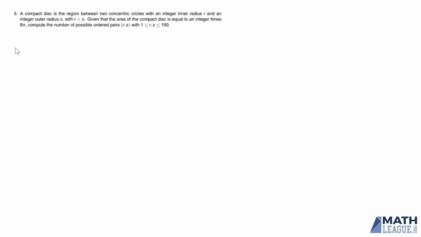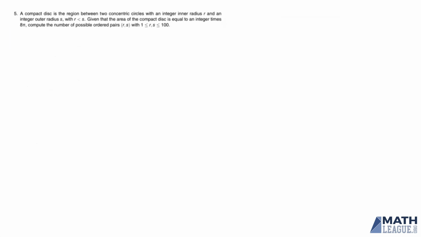We have number 5. A compact disk is the region between two concentric circles with an integer inner radius r and an integer outer radius s, with r less than s. Given the area of the compact disk is equal to an integer times 8 pi, compute the number of possible ordered pairs rs with 1 less than or equal to r and s less than or equal to 100.